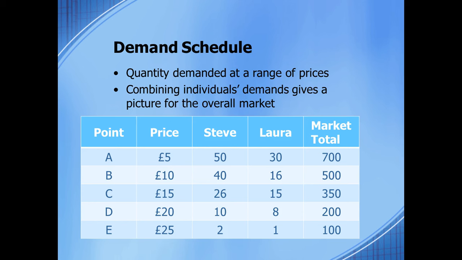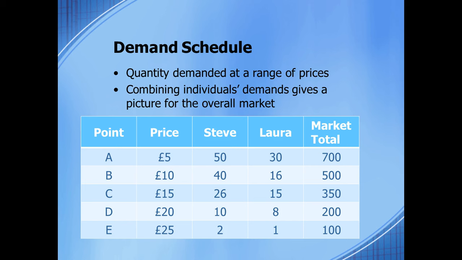So, for example, if the price was £25, Steve only wants 2 of them, Laura wants 1, and the market as a whole wants 100. If you follow it down to when the price is reduced to £5, Steve now wants 50, Laura wants 30, and overall the market wants 700.